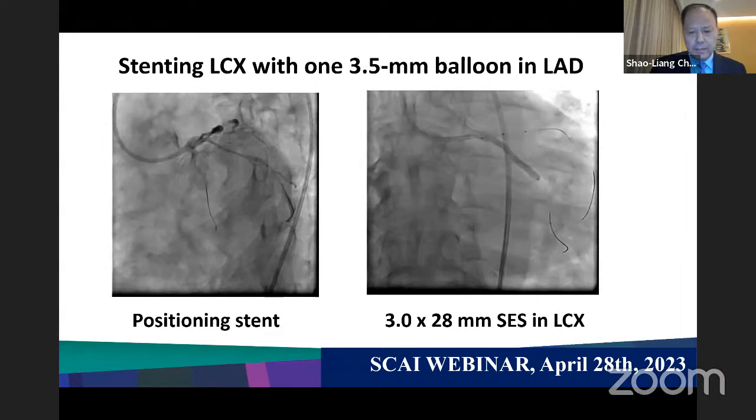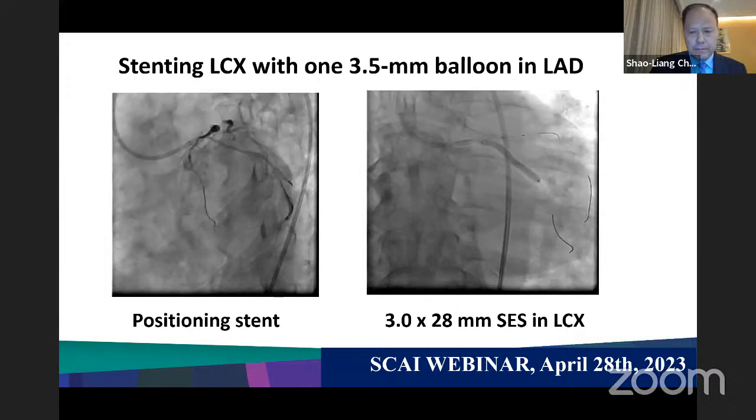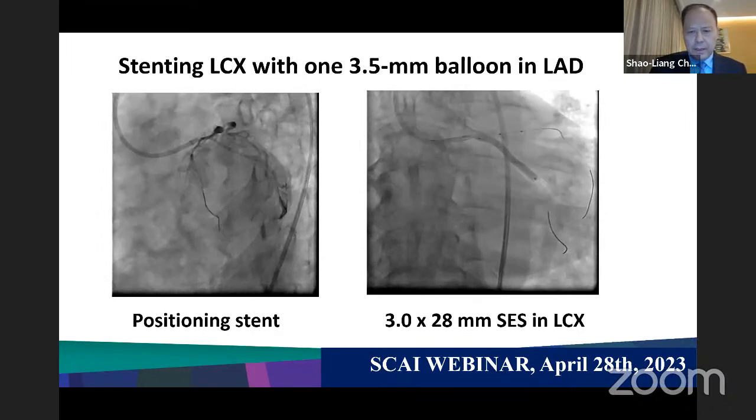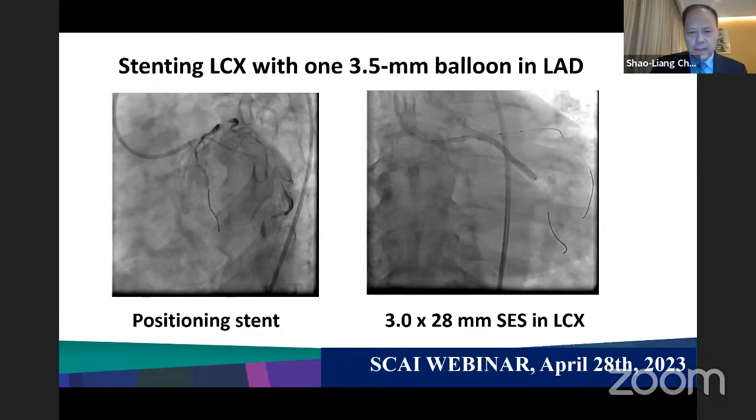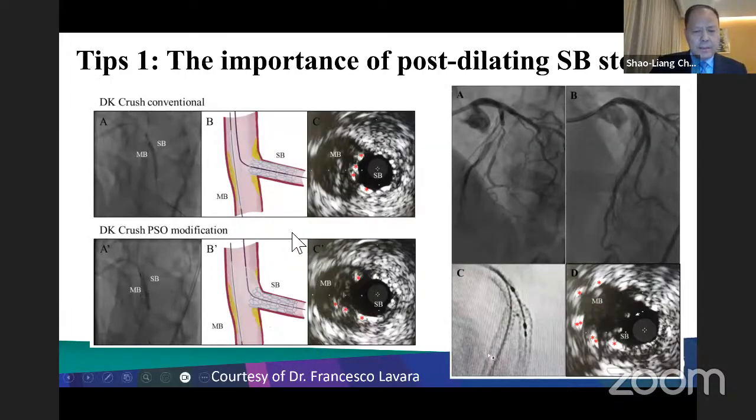It's a 3 by 28 millimeter DES, and now a 3.5 balloon in the LCX. Keeping the LCX balloon in its position is very important because immediately after stenting the LAD, we need to do first balloon crush. On the right figure, you can see the stent in the LAD was fully expanded, but the middle segment of the LAD stent was not inflated perfectly. So immediately after stenting the LAD, keep the balloon in the LCX. We use IVUS to check the stent inflation quality.